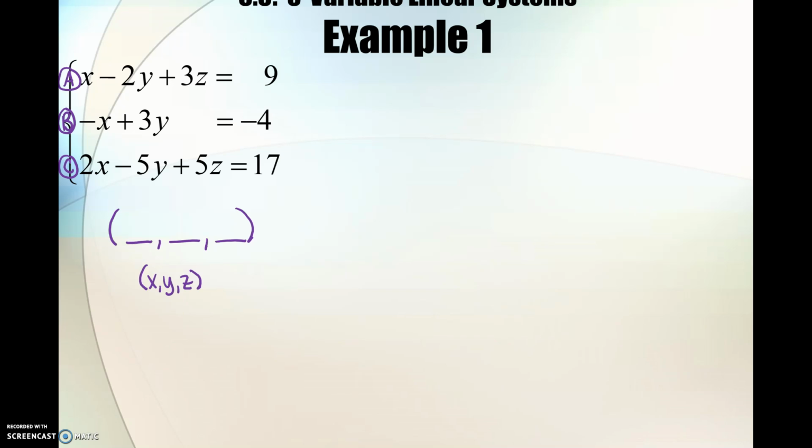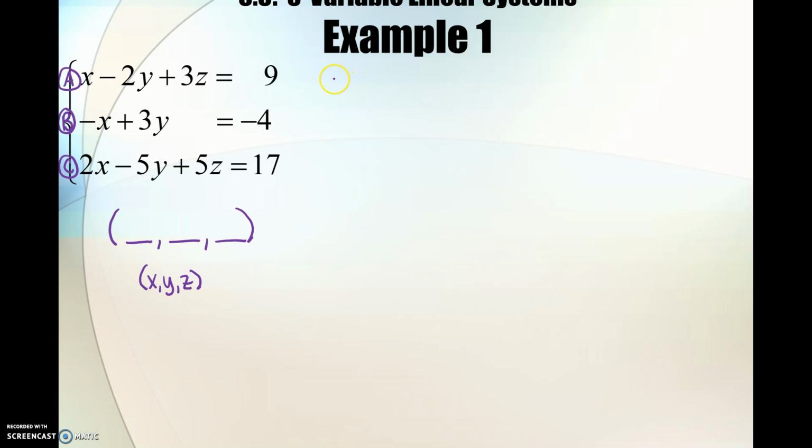Before you start, I want you to look at what you have. I see an x and a negative x. So I know right now we could eliminate x in the first 2 equations. And then I also see negative x and positive 2x. If I chose those 2 equations, it'd be pretty easy to eliminate x. We need to eliminate x twice.